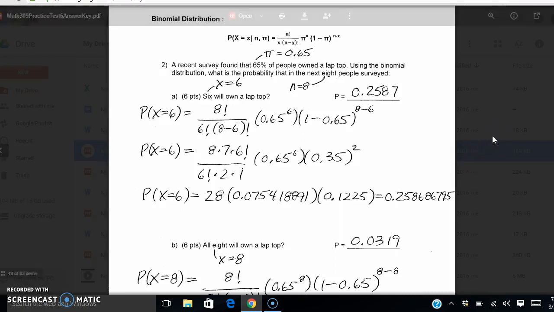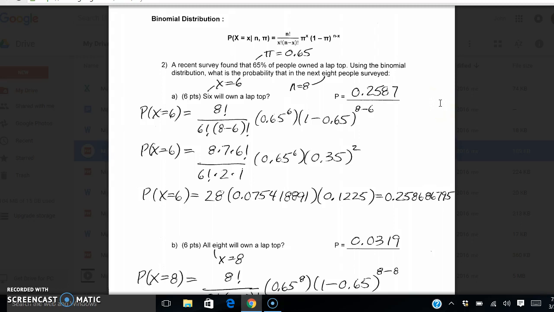This is problem number 2 on practice test number 6, and we're working here with the binomial distribution. In the previous video we did sections A and B, and here we're going to do sections C and D. So it's the same problem.